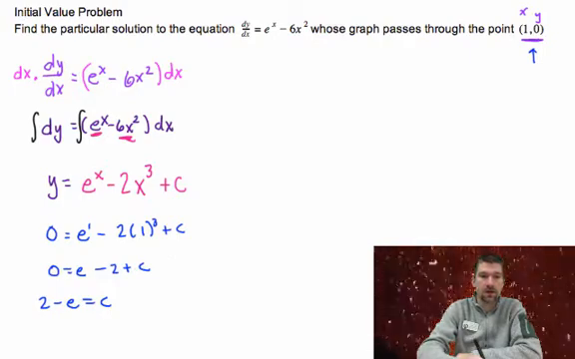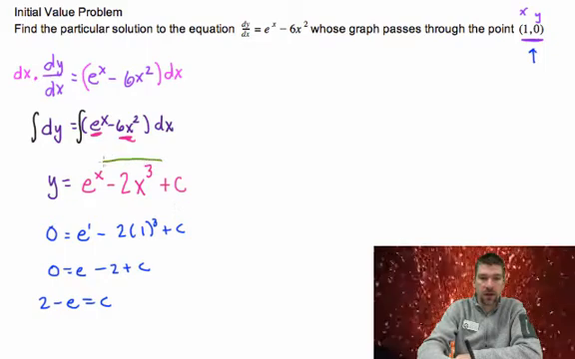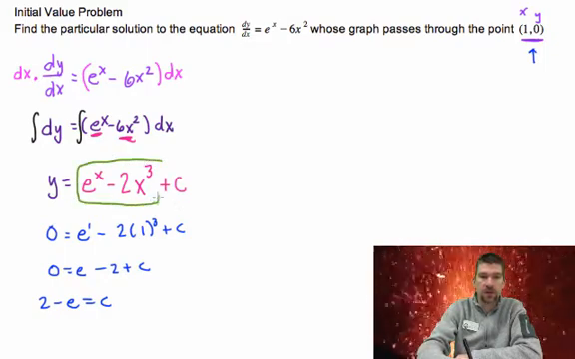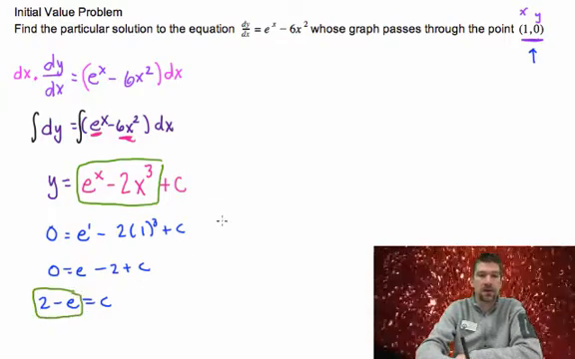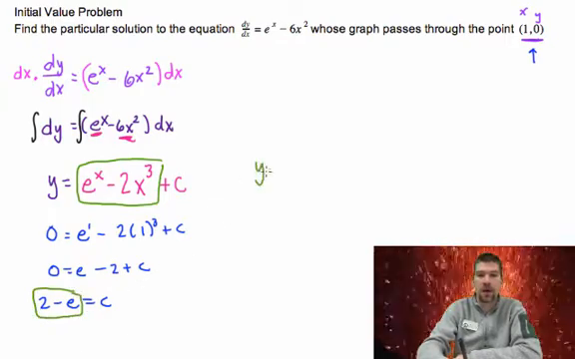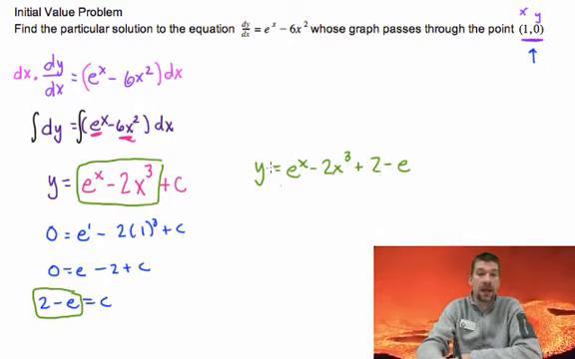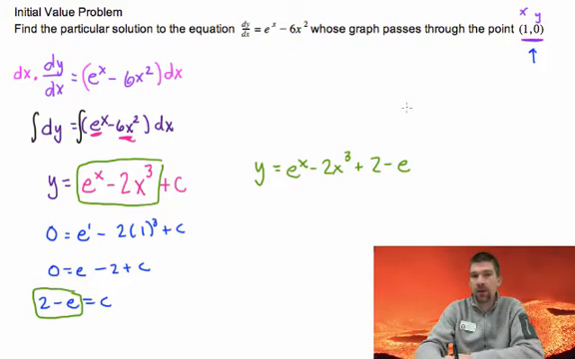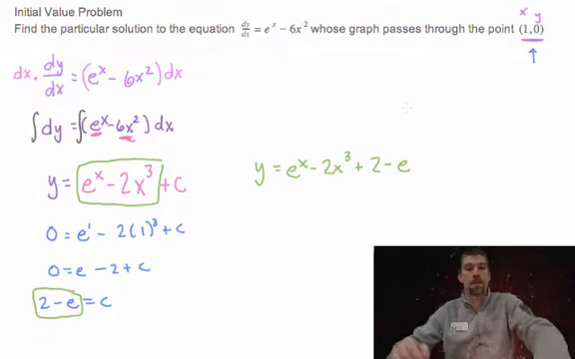And so our final answer for this particular problem would be this function right here, e to the x minus 2x cubed, plus that constant. So we would say that y equals e to the x minus 2x cubed plus 2 minus e. And that's an okay answer to have. There's nothing wrong with that at all. So there you go. That's an initial value problem where you solve out a differential equation through a specific point.